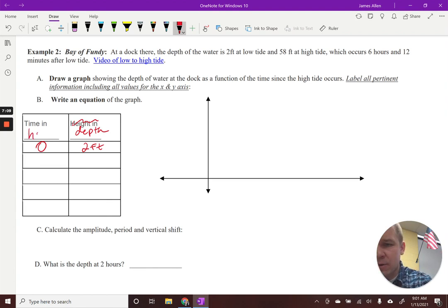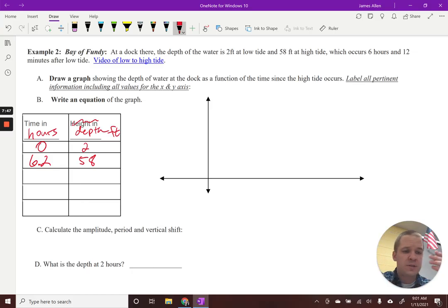So if we're talking hours here, depth in feet, well, 6 hours and 12 minutes. 12 is what fraction of 60 minutes, of an hour? Well, 12 over 60 would simplify to 1/5, which is 0.2. So 6.2 hours. I don't need to really use hours there because it says hours. And I guess I don't need to put feet either since I put that at the top there. Whoop, there it is. Okay. So the depth then is 58 feet.